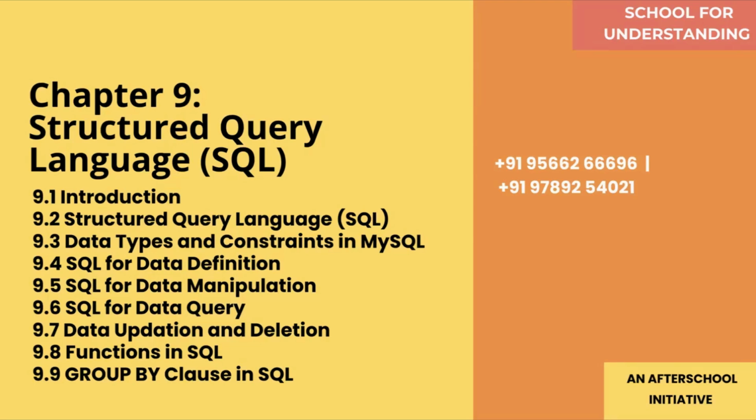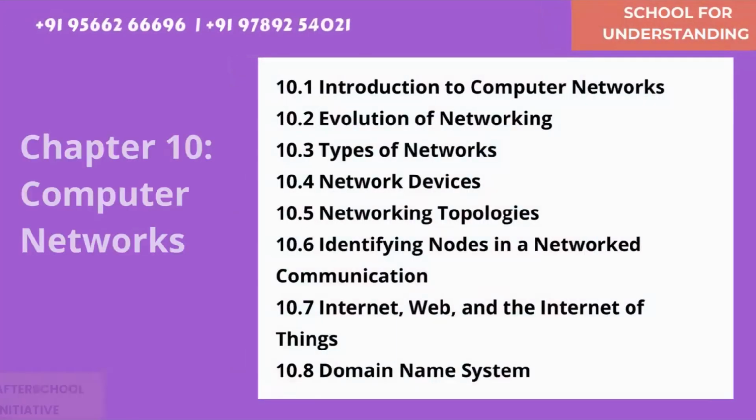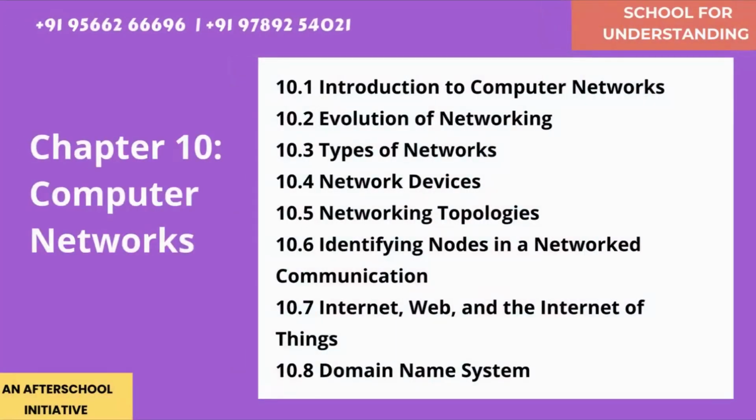And moving on to Chapter 10, Computer Networks. This chapter has the following sections: introduction to computer networks, evolution of networking, then types of networks, followed by network devices, network topologies, identifying nodes in a network communication, followed by internet, web, and the Internet of Things, IoT, and finally the Domain Name System or the DNS.